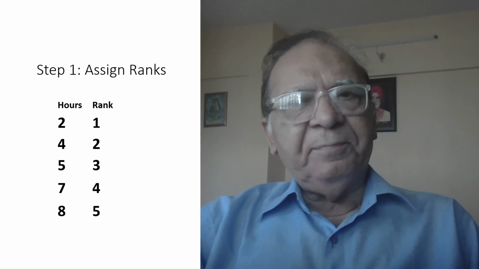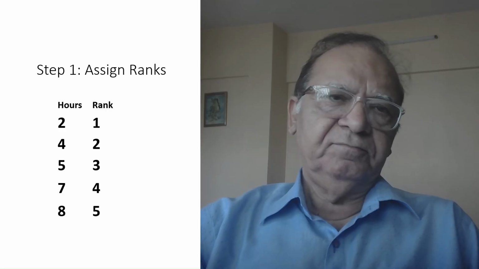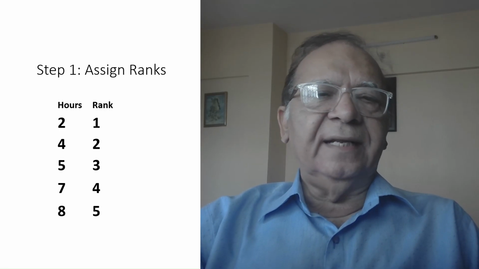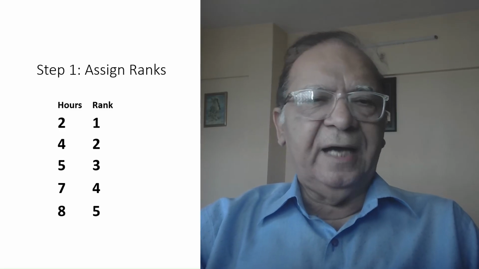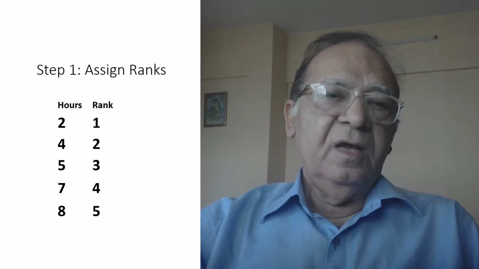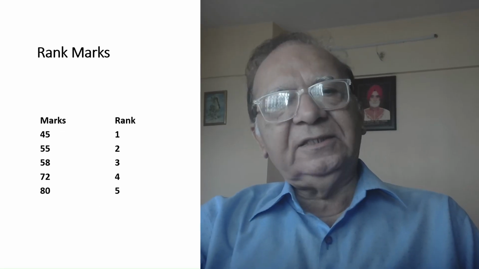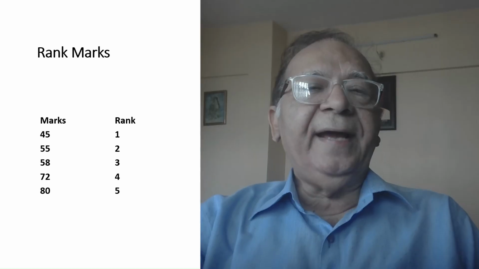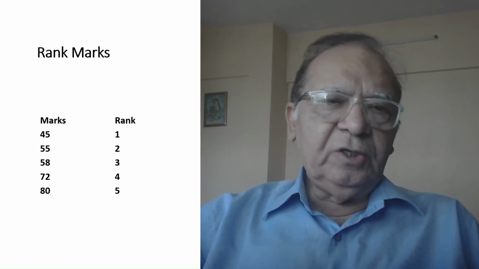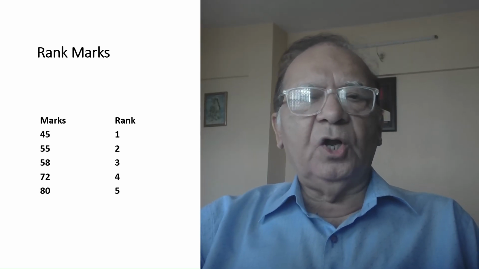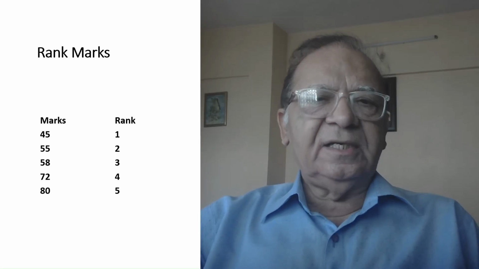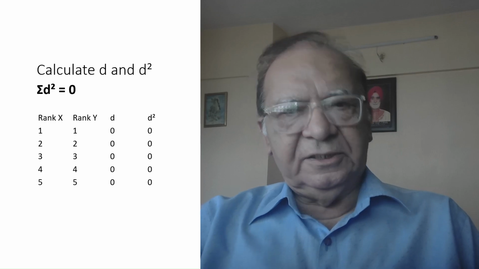The first step is ranking the values. The smallest value receives rank 1, the next value receives rank 2, and so on. We repeat the same process for marks. Now we rank the marks. Notice that both rankings follow the same order. This suggests a strong positive relationship.